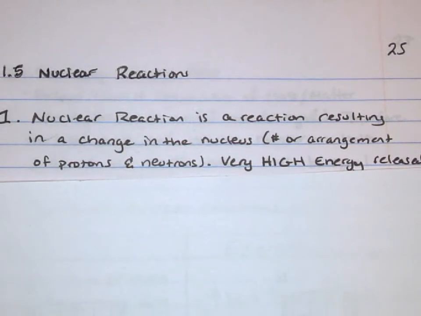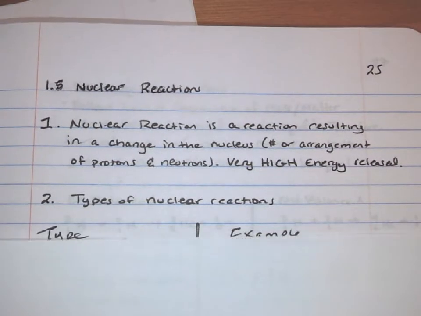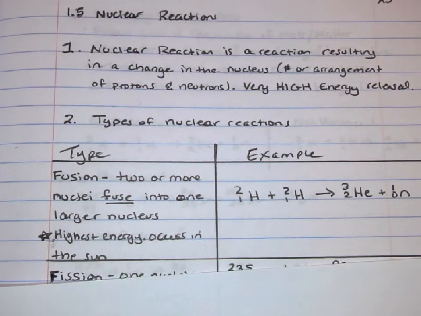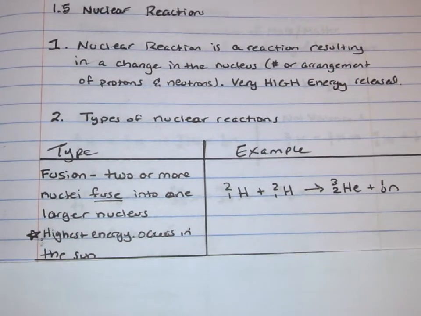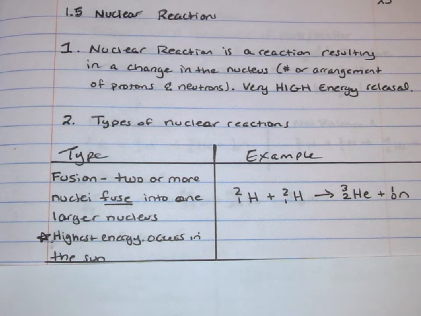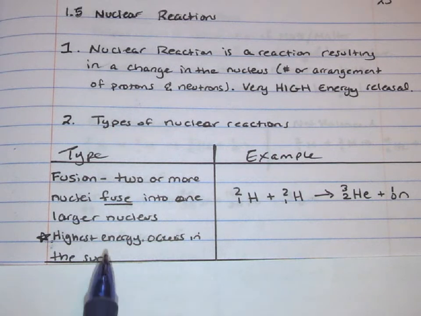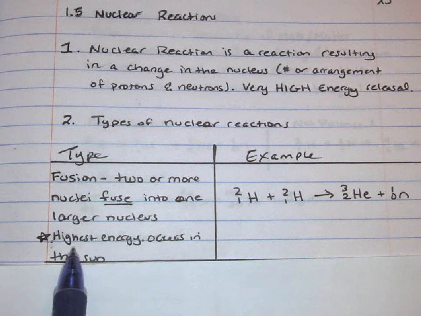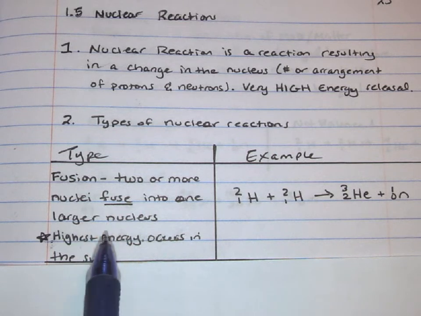Okay, so now that we've learned what a nuclear reaction is, there are different types, and that's the main focus of this first part on nuclear reactions: what are the types of nuclear reactions. So we're going to start with fusion. Fusion occurs when two or more nuclei fuse or combine into one larger nucleus. Between fusion and fission, this has the highest energy, and it occurs in the sun.